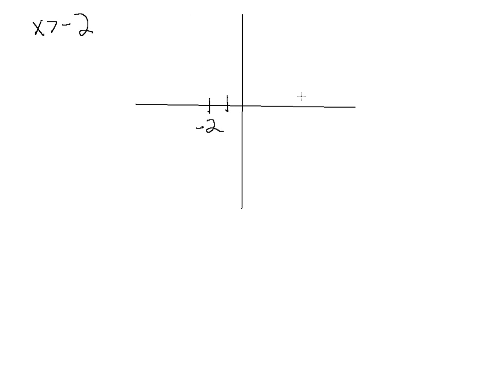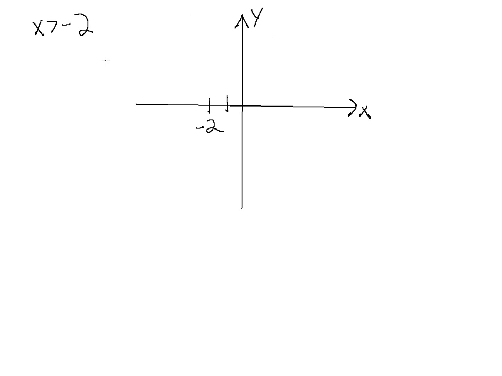Let's take a look at the following. We have x is greater than minus 2. So let's take a look at what that looks like. So we have 1, we have minus 2 here. This is our x-axis, and this is our y-axis.